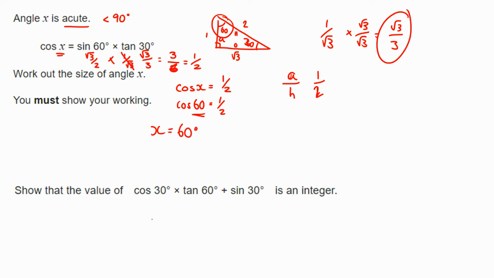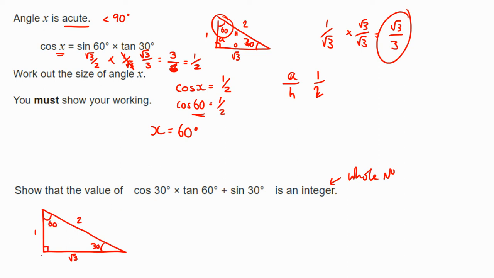Okay, and in the second question here, we want to show that this is an integer, so we're thinking that the answer has to be a whole number. We want to show that this has a whole number answer. So again, we've got 30, 60 and 30, so we're working again with this triangle, but we may need to move those sides around depending on which angle we're working with. So here's my 30 degree, here's my 60, and here's the right angle.